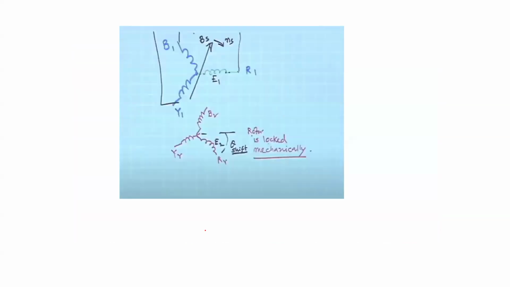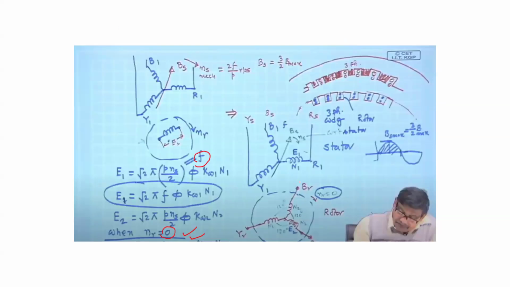let us see, so what is happening? So suppose this Bs is what? Bs is the rotating magnetic field, right? Now, this rotating magnetic field, when it aligns to this. So let us say this is R phase, Y phase, B phase of stator, and this is R phase, Y phase, and B phase of rotor. Okay. Now let us say that NR is 0. Let us say that by some means we have made the rotor to be locked. Okay, like mechanically locked. Rotor is mechanically locked.